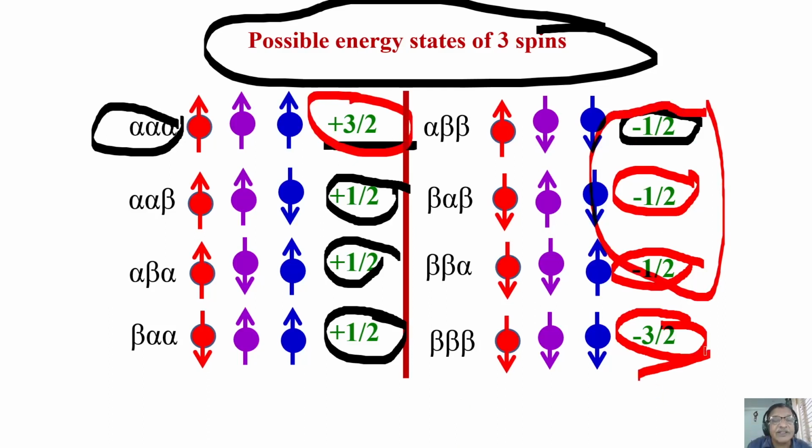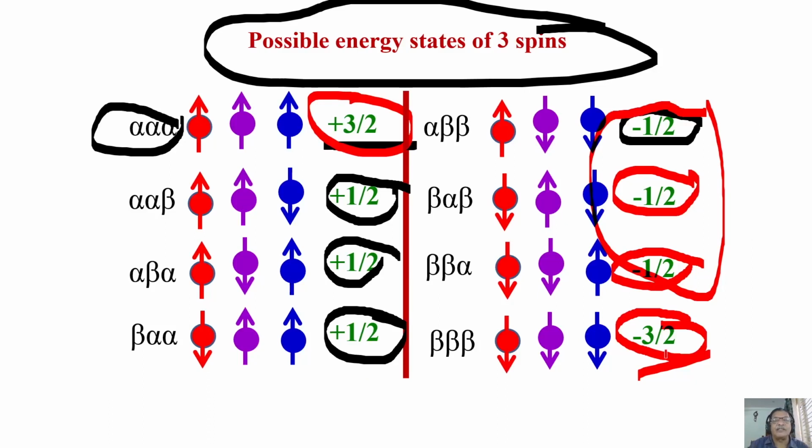So, how many energy states can you think of? Only 4 different energy levels, out of which one is 3 by 2, other is minus 3 by 2. The remaining 6 energy states, out of which these 3 are of equal energy and these 3 are of equal energy. So there are 8 energy states, out of which 2 are distinctly different like this, and these 3 have plus half energy and these 3 have minus half energy.